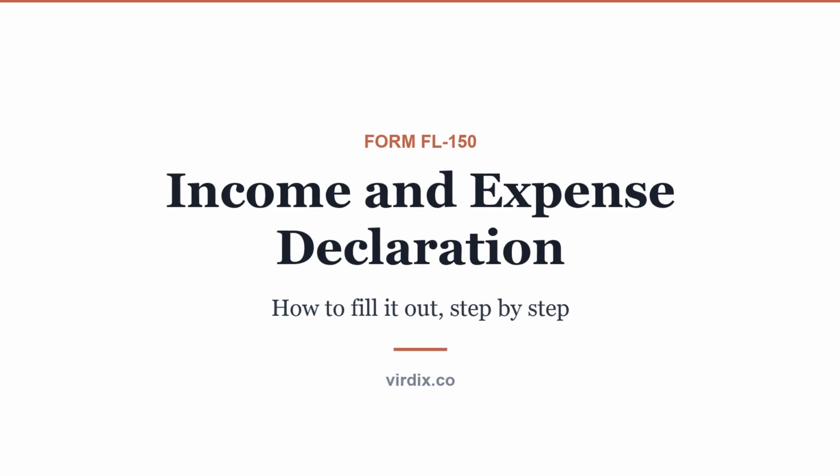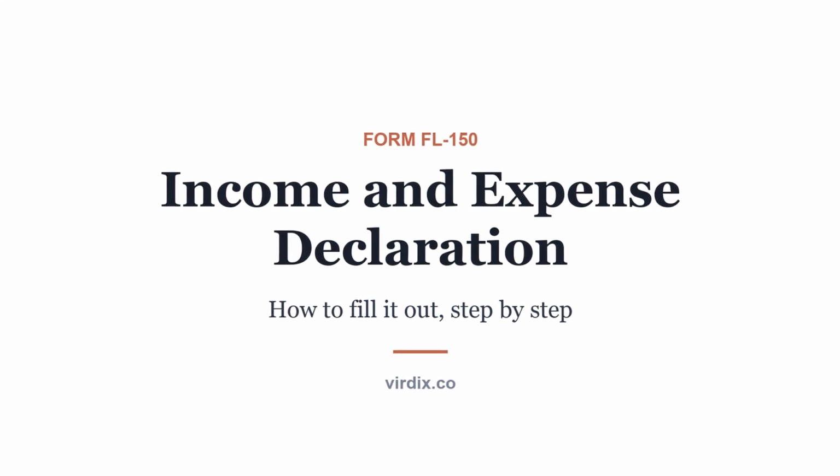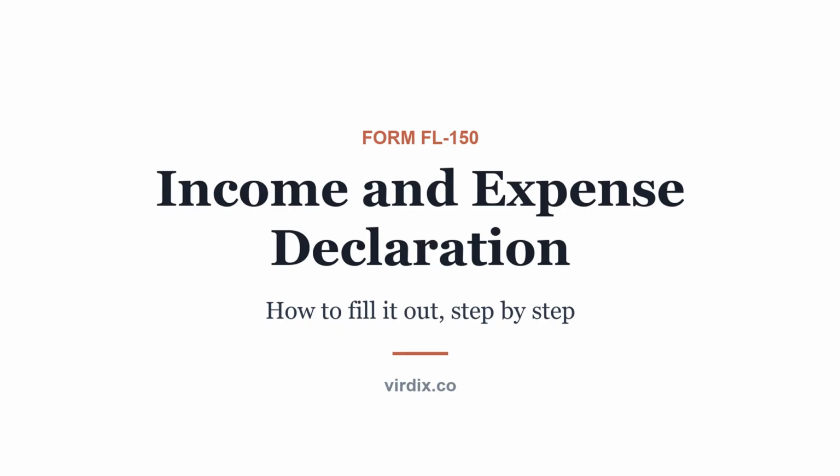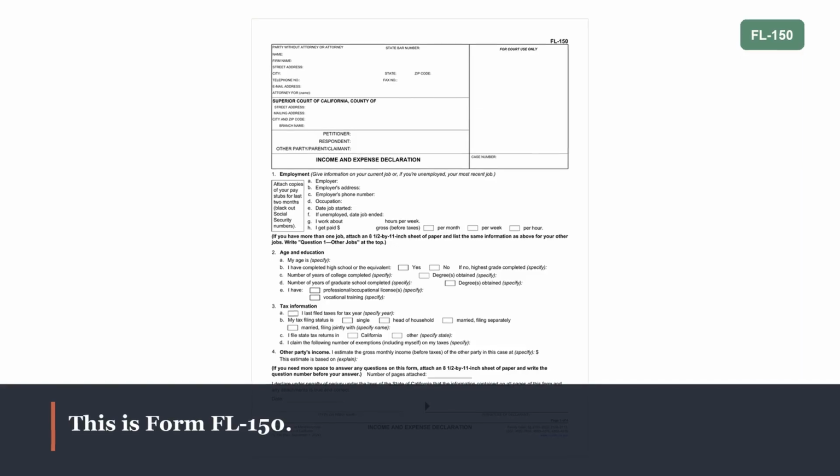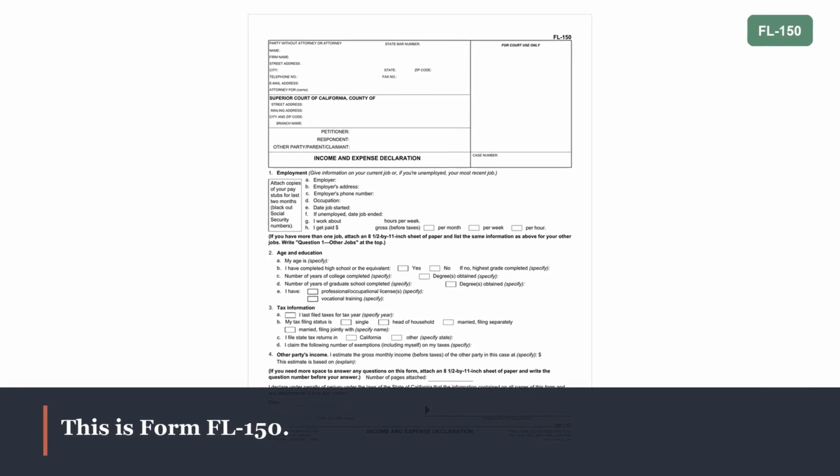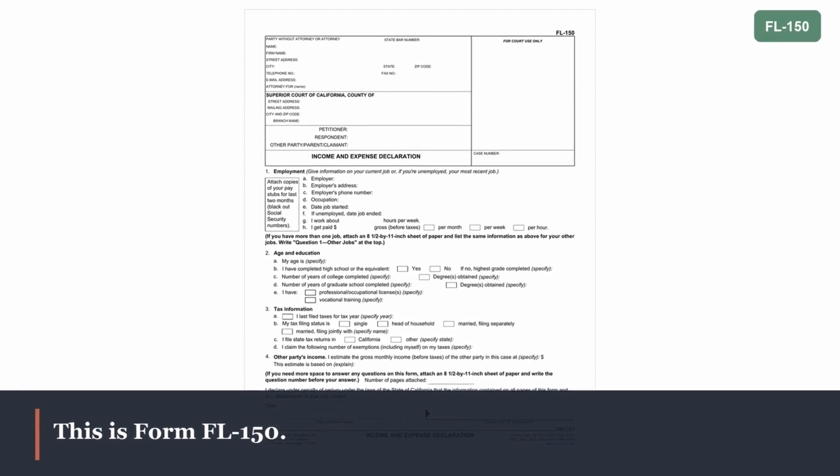Once support is on the table in a California divorce, one form does most of the heavy lifting. This is where the court looks first. This is Form FL-150. It's where the court gets a detailed picture of what each party earns, spends, owns, and owes. Let's walk through it section by section.